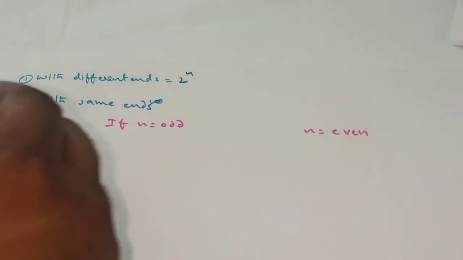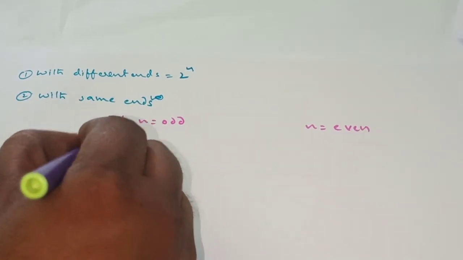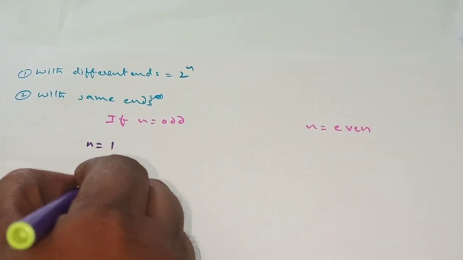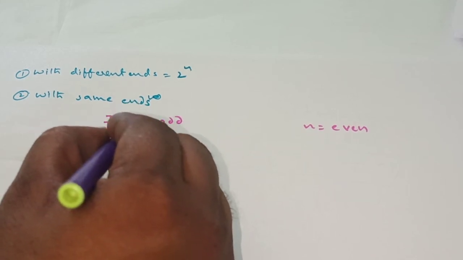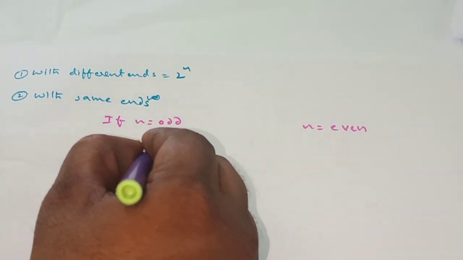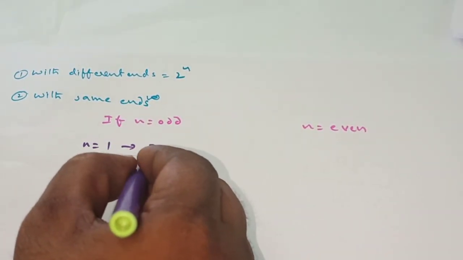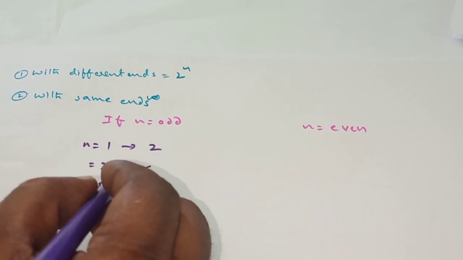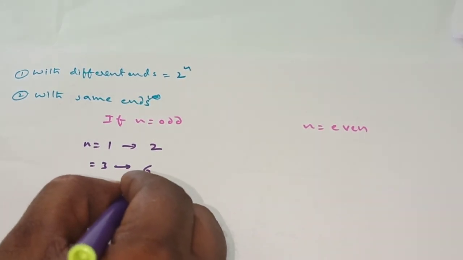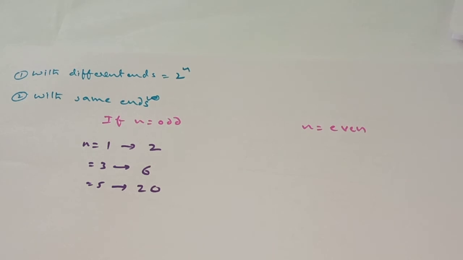Here, n equal to odd means n may be 1, 3, or 5. If n is equal to 1, the number of possible geometrical isomers is 2 only. If n is equal to 3, the number of possible geometrical isomers is 6. If n is equal to 5, the number of possible geometrical isomers is 20. Simple and easy, right?